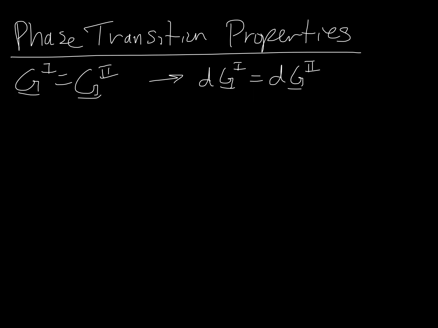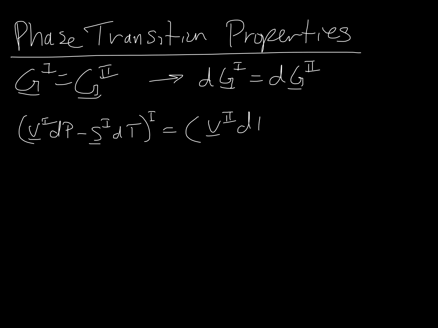So if we substitute in our combined first and second laws in place of the Gibbs free energy, we have V dP minus S dT, so V of phase 1, S of phase 1, all of this for phase 1 here, is equal to the same thing for phase 2. These two phases are in equilibrium, so the temperatures and pressures are constant.